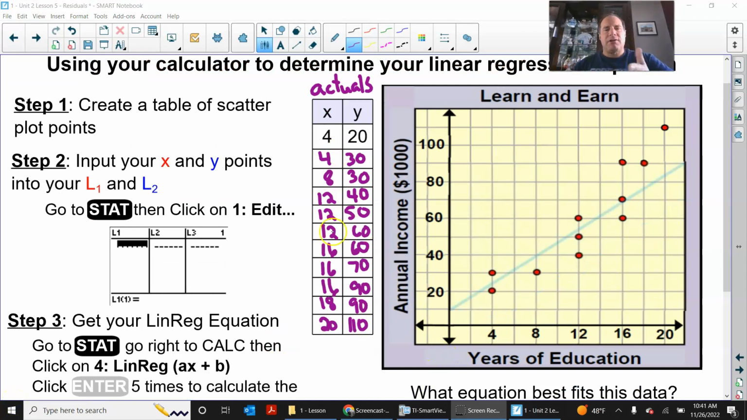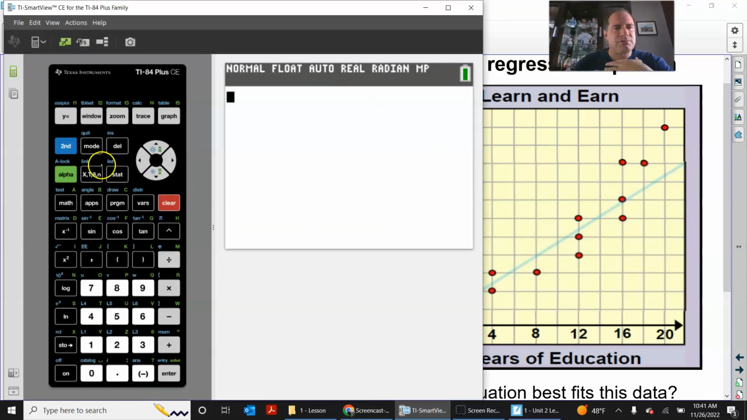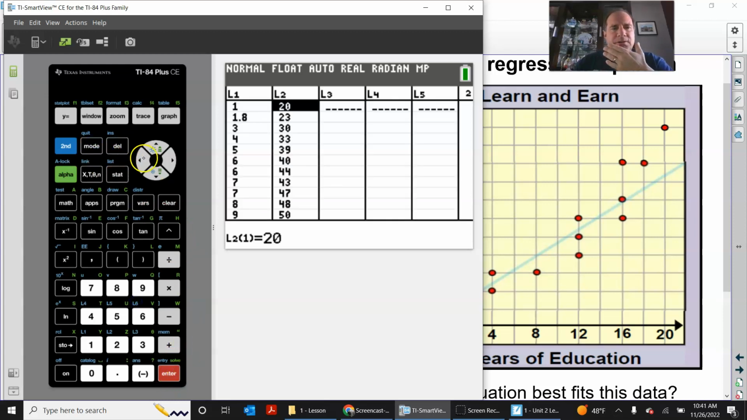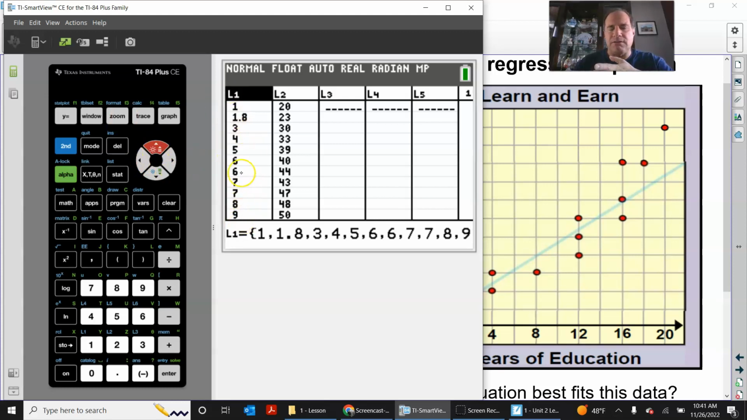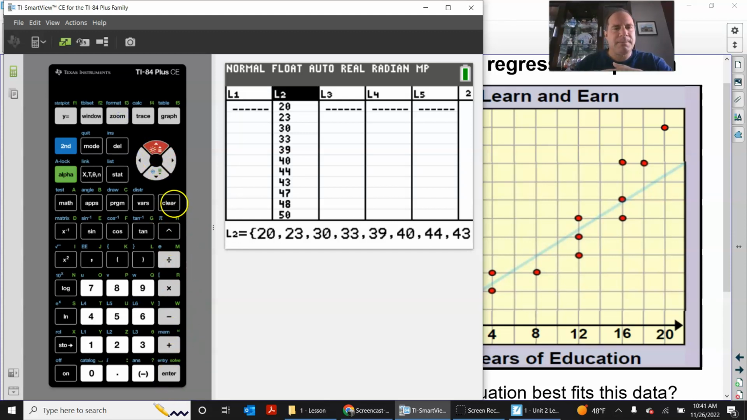Okay, so we have our table here. Just check if your actuals kind of match mine, and then we'll go ahead, bring up the calculator, and we're going to just practice putting these in. Just remember, if you want to clear your list, you go up to L1, press clear, then press enter, and then go to L2, press clear, then enter.